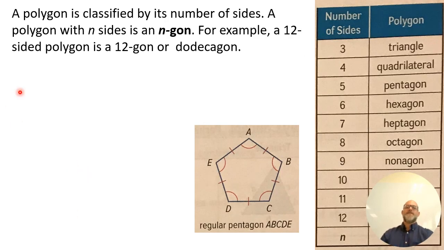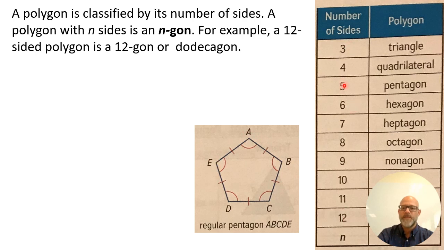A polygon is classified by its number of sides. A polygon with n sides is an n-gon. For example, a 12-sided polygon is a 12-gon or dodecagon. All right, what you see here is called a pentagon because it has 5 sides.